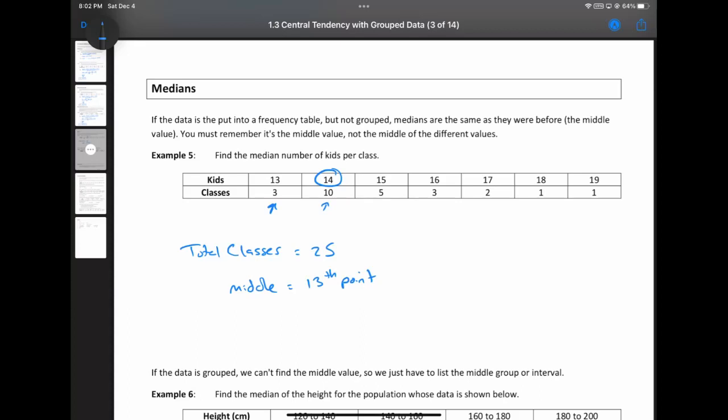So we're just looking at this table, and I know when I ask this on a test, a lot of people will say, well, the middle number between 13 and 19 is 16. That's the middle number of kids, but it's not the middle class. The middle class is a class of 14.